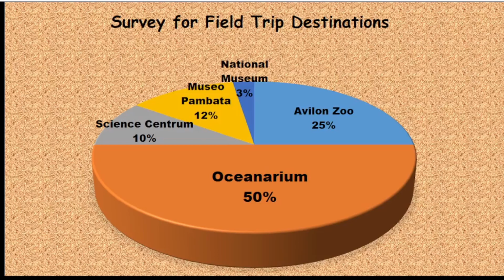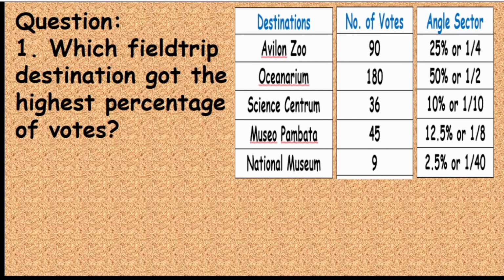So children, here is the pie graph for survey for field trip destinations. So Oceanarium 50%, Avilon Zoo 25%, National Museum 3%, Museo Pambata 12%, and Science Centrum 10%. Now let us answer the following questions. Number 1, which field trip destination got the highest percentage of votes?